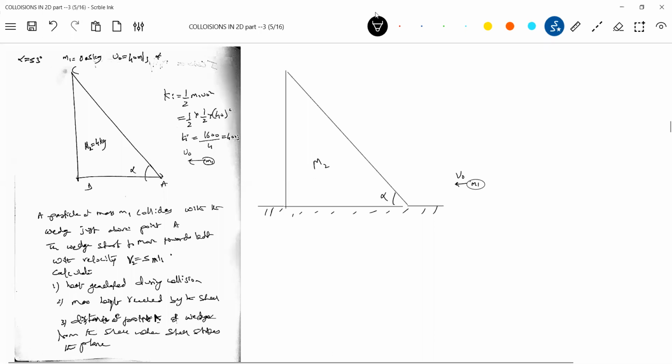A particle of mass m1 collides with a wedge just above point A. To help you understand the problem a little better, I made it just above that point. It will come and collide here only, so we can't draw the diagram that way. I'm just shifting it up here. The wedge starts to move towards the left with a velocity v2. After collision, the wedge will start moving towards the left.